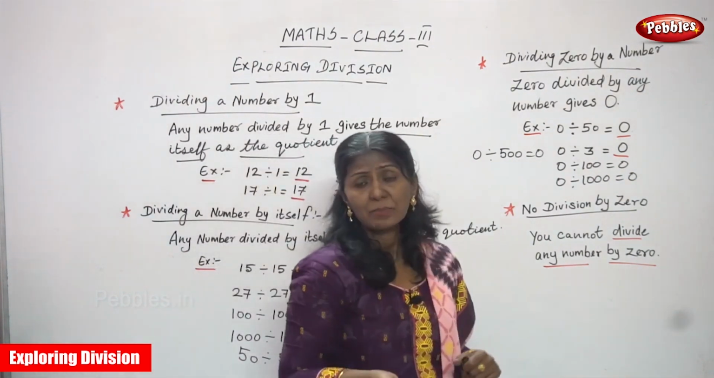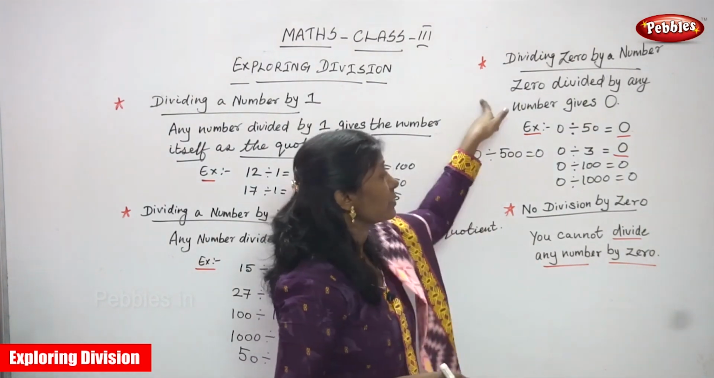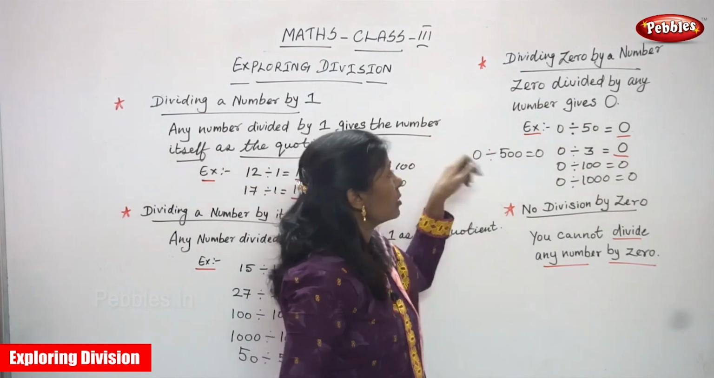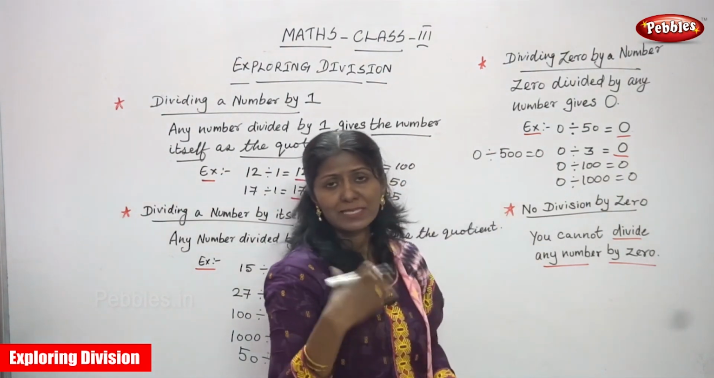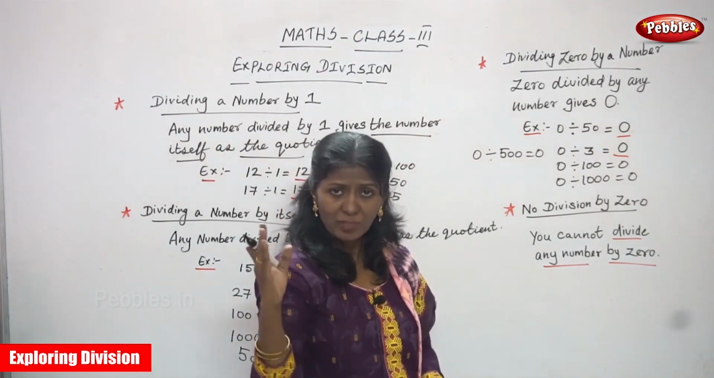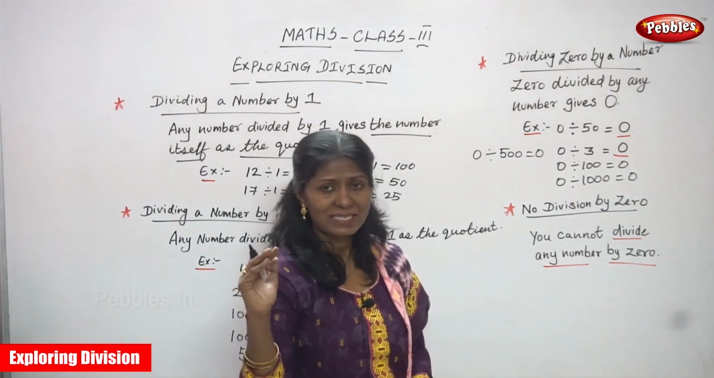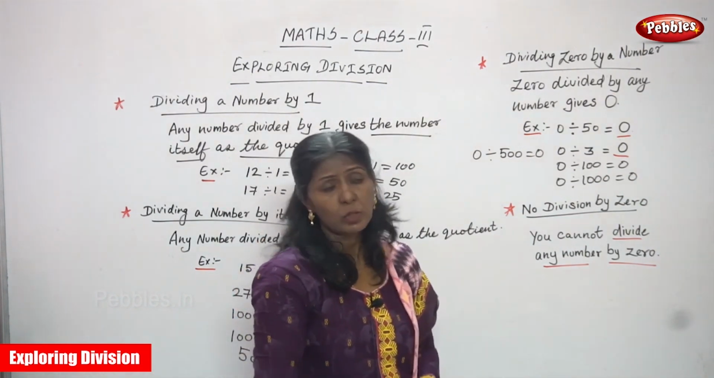0 divided by any number gives 0. It's the third property, it's a rule. I have given many examples. For example, 0 divided by 25, you can get 0. So 0 divided by any number, it gives what? 0 is the right answer for the question.